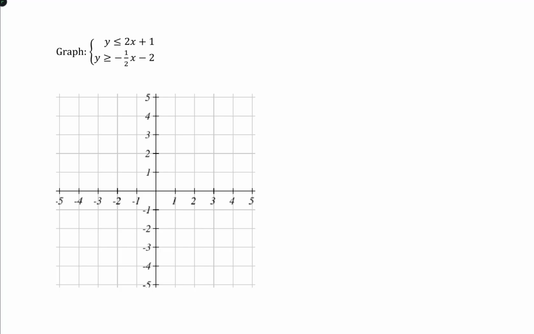Graph the system of inequalities. Y is less than or equal to 2x plus 1, and y is greater than or equal to negative 1/2 x minus 2.